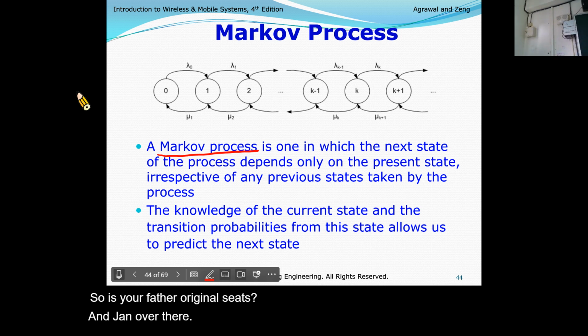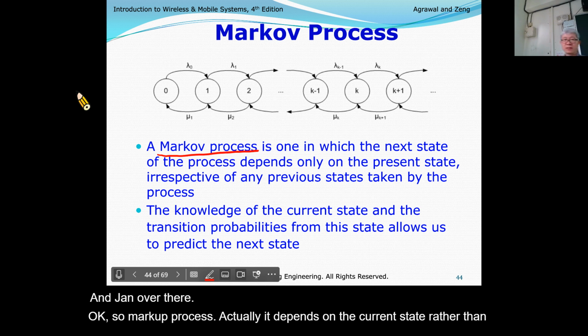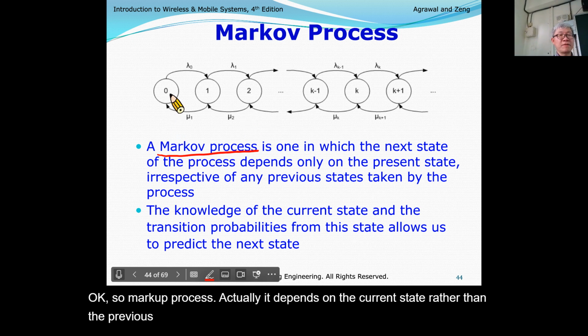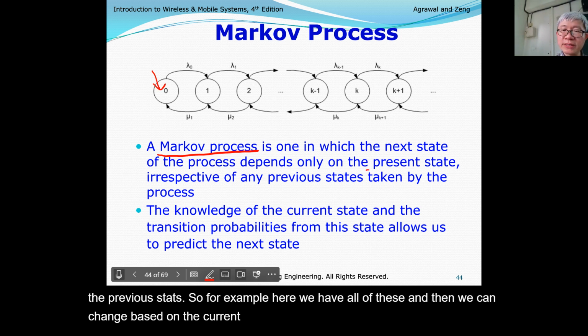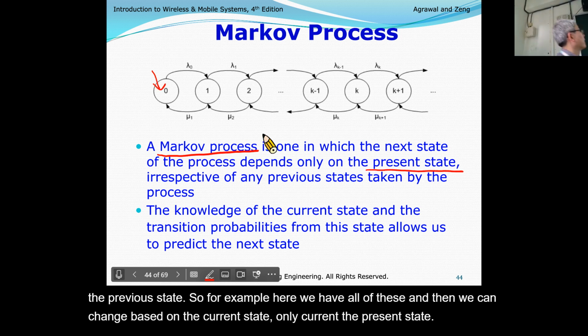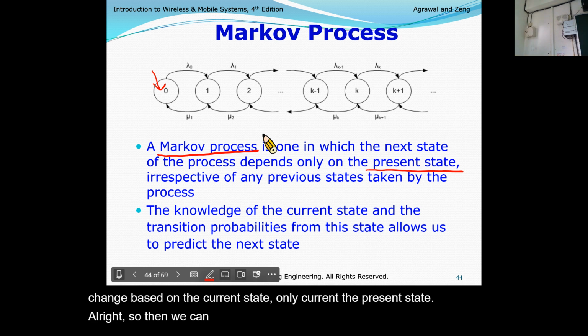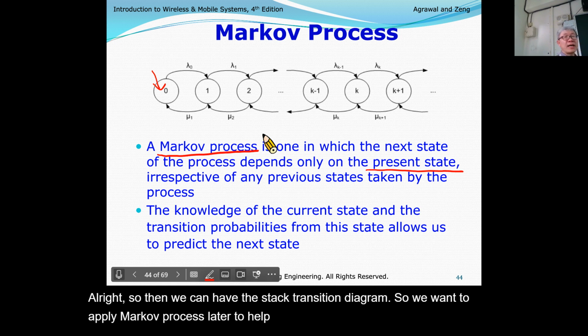Okay, so a Markov process actually depends on the current state rather than the previous states. So for example, here we have all of these, and then we can change based on the current state. Only the present state. All right, so then we can have the state transition diagram like this. So we want to apply the Markov process later to help us analyze the system. So this is the Markov process.